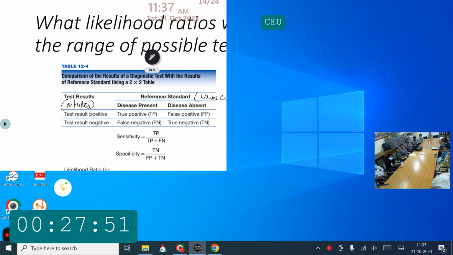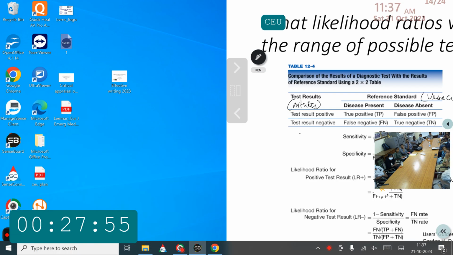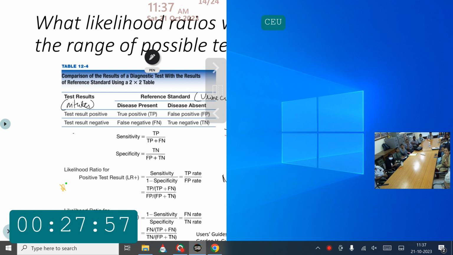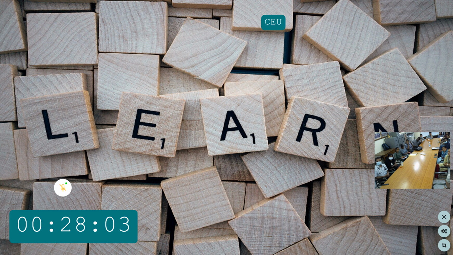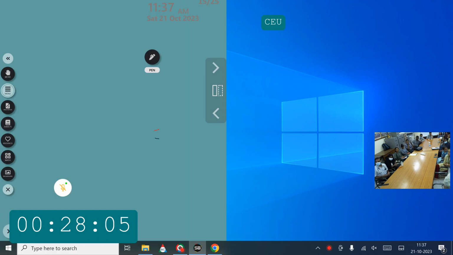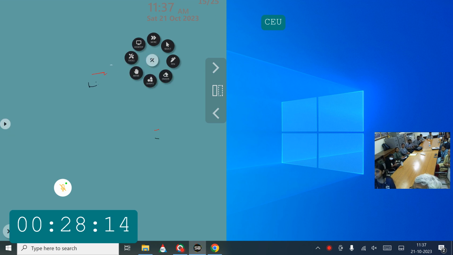Among all the people, the nitrite, among all those people in whom the nitrite was positive, apologies, I managed to do this again. Oops, what did I do? Maybe trying to move.